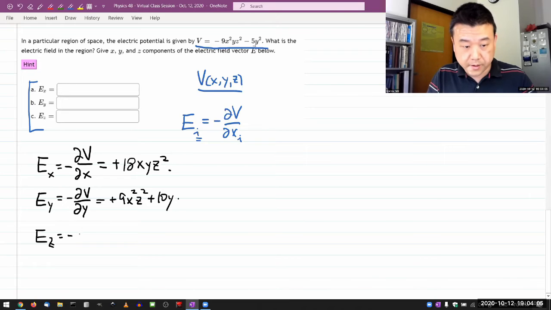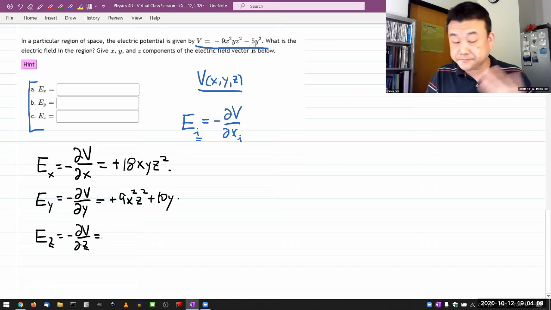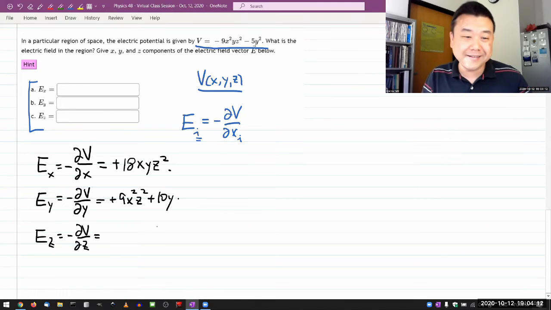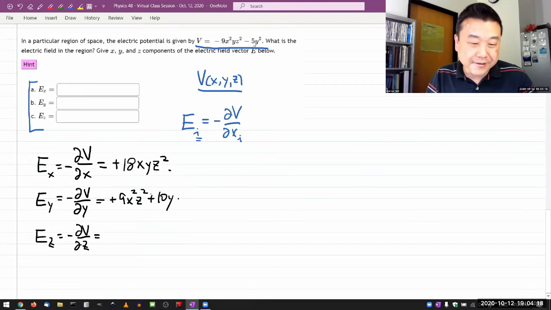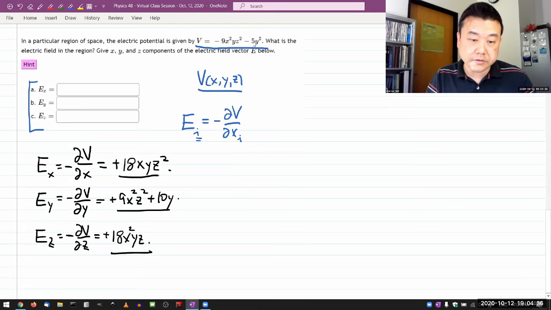Finally, the z component is the same formula again, same application. And this is almost mechanical because derivatives are easy. There are analytical expressions for most analytical functions. So the partial derivative here is 2 times 9, 18, and a plus sign in front because of the two minuses canceling each other: 18x squared yz. So that's it. Those should be the correct expressions.